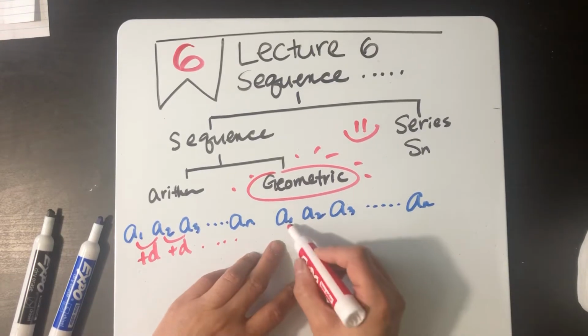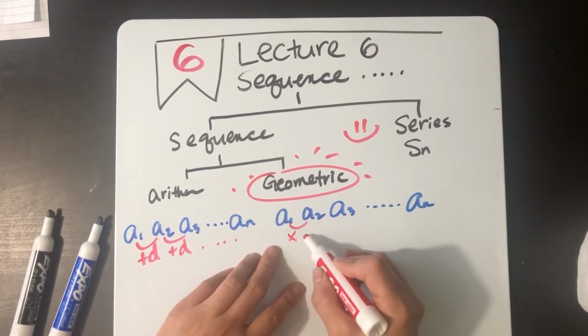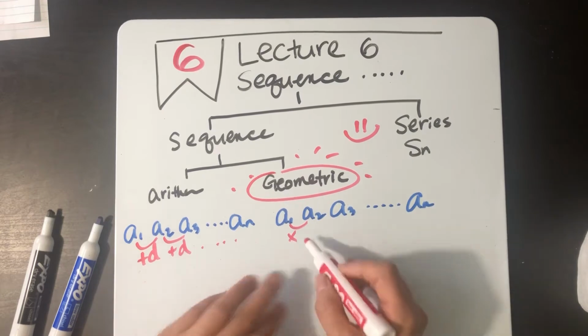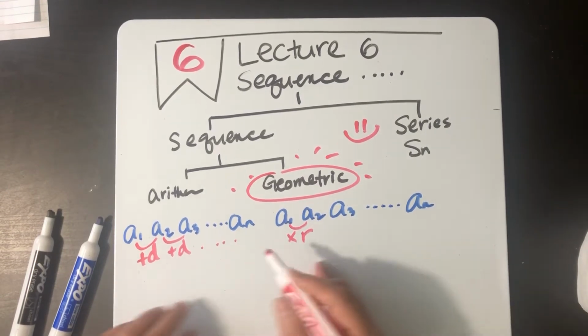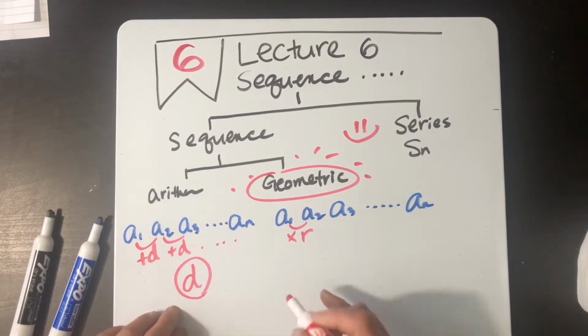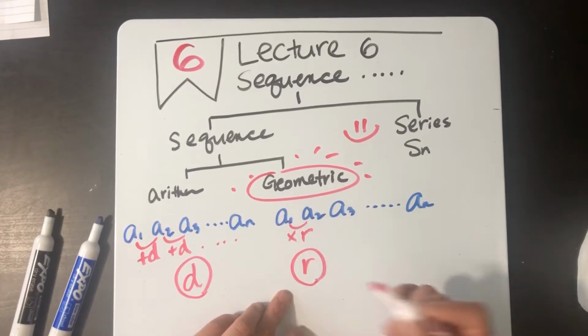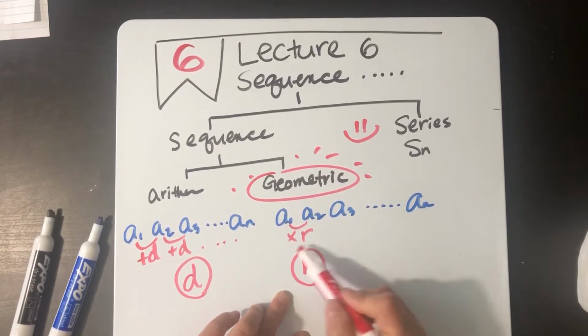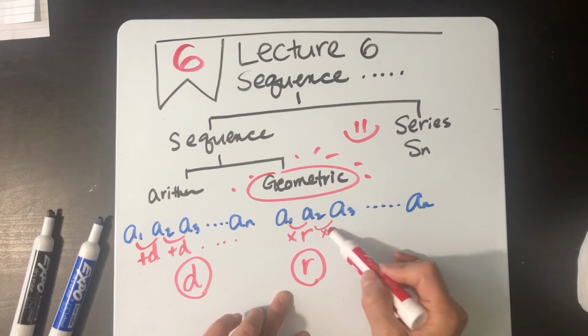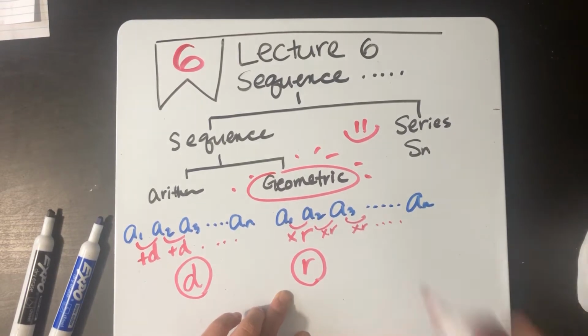What about here? Instead of adding, you multiply. And we don't call that D. Here, we call that R. So here is D, the difference. Here is R, which is the ratio. And it makes total sense because it's a multiplication. You times R here, you times R all the way.